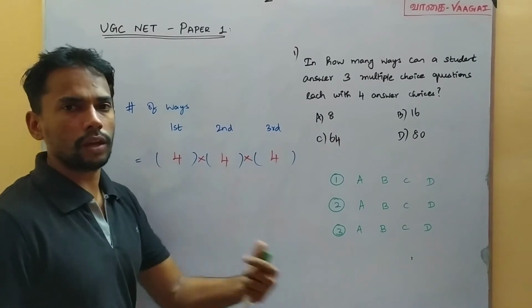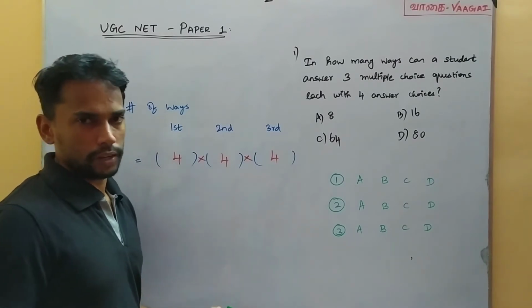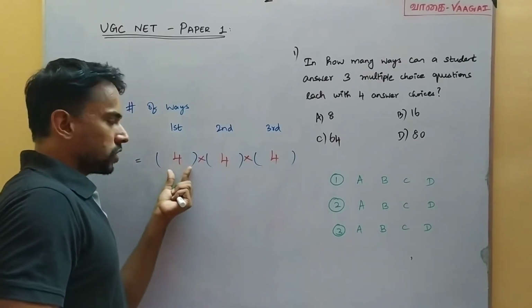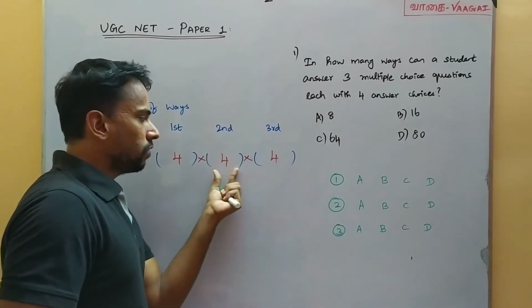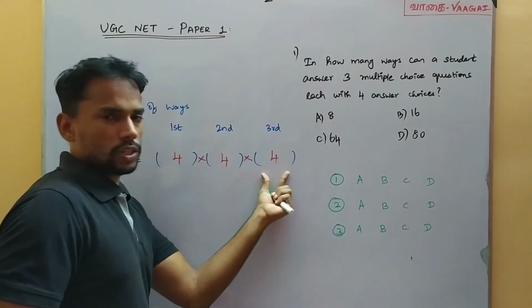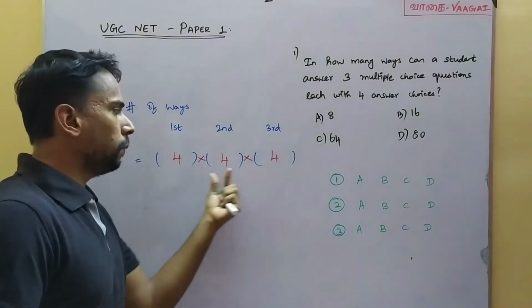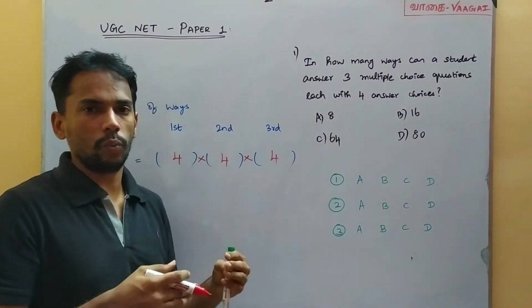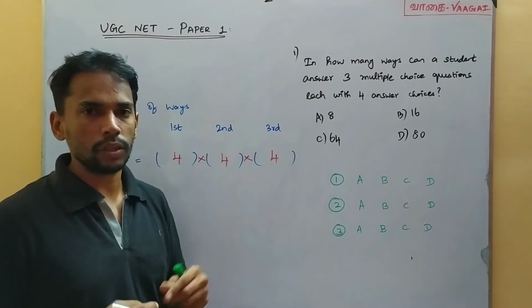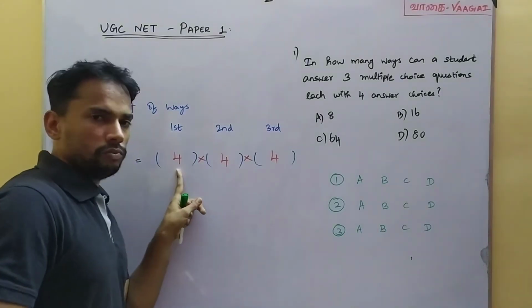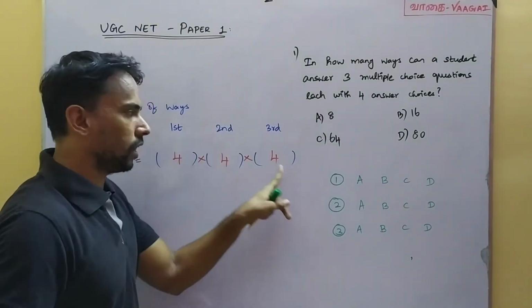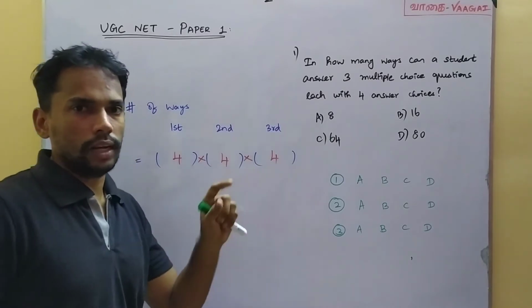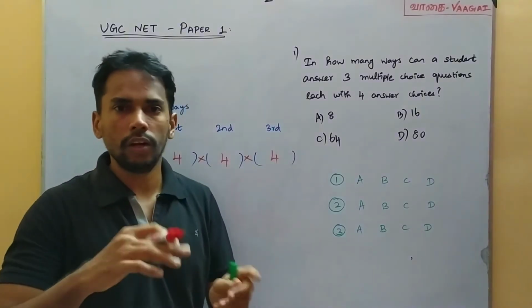That's what I told in the beginning itself. We need to be sure with multiplication. See here, first question 4 ways, second question 4 ways, and third question 4 ways. You may wonder why this multiplication comes, because students may confuse why it is not addition. Why? Because for each of these 4 ways, there are 4 ways here, and there are 4 ways here. That is the reason we are multiplying, not adding.